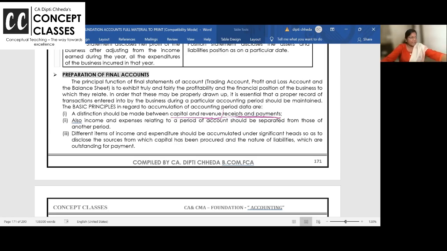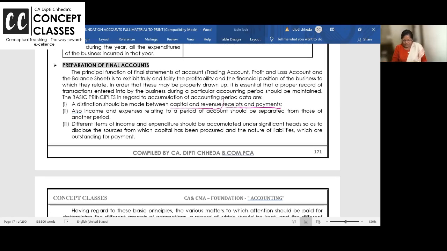अब receipt and payment को अलग करना क्यों जरूरी है? Because what you receive, you take on the debit side of the cash account, and all payments on the credit side of the cash account. Next beautiful thing we have to remember: outstandings and prepaids को consider करना जरूरी है.